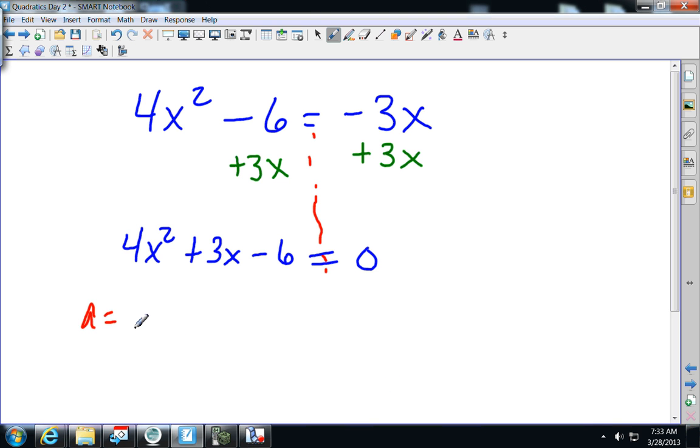A is the number in front of x squared. A is 4. B is the number in front of x, which is 3. C is the number by itself, minus 6. Next week, we'll be doing more with this. But this is just trying to get used to the first step.